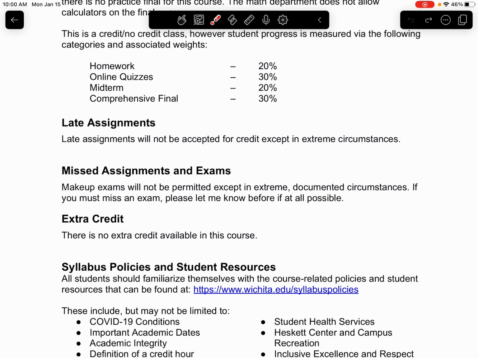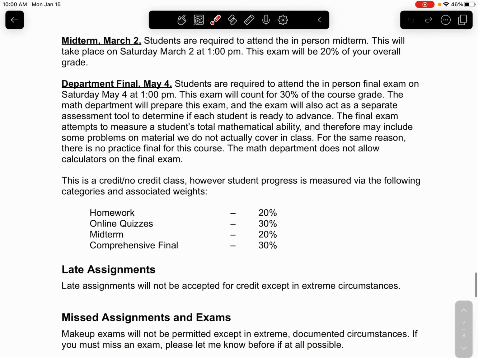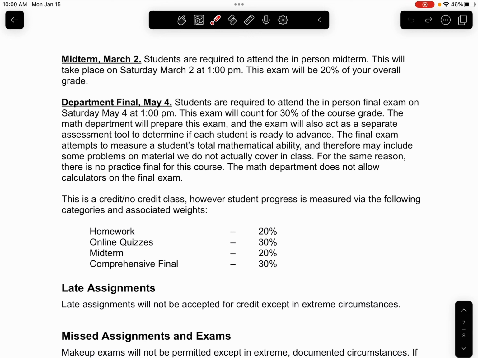The midterm is going to be worth 20% of your overall grade, and it's going to cover everything up to that point. That is going to take place on Saturday, March 2nd, at 1 p.m. Later in the semester, I'll post a little more details as to which room that's going to be in, but it will be on campus.